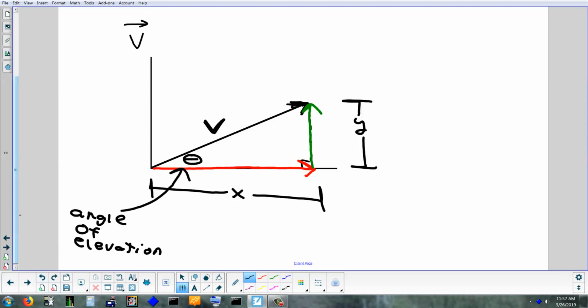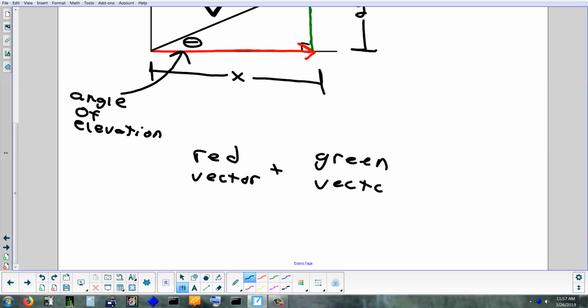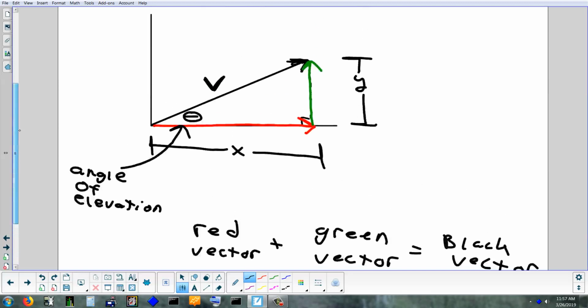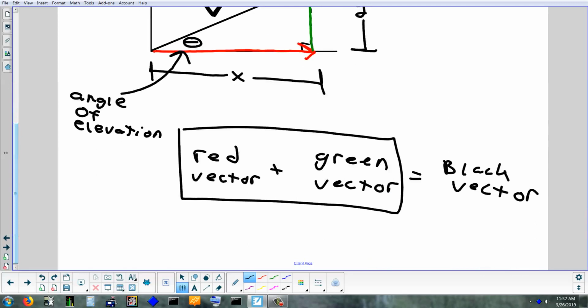All right. So now what we have to do is figure out a formula for that vector in red, and then figure out a formula for the vector in green. So basically we're going to do this. Red vector plus green vector equals black vector. Okay, so we're going to focus on this. We want to come up with a formula for the black vector, because the black vector represents the direction the object that you threw is going.